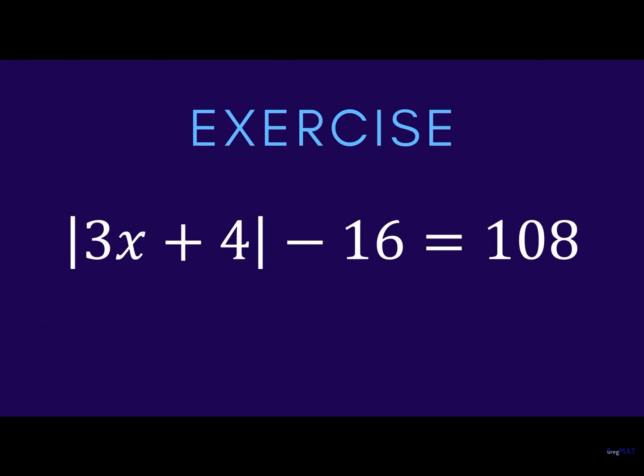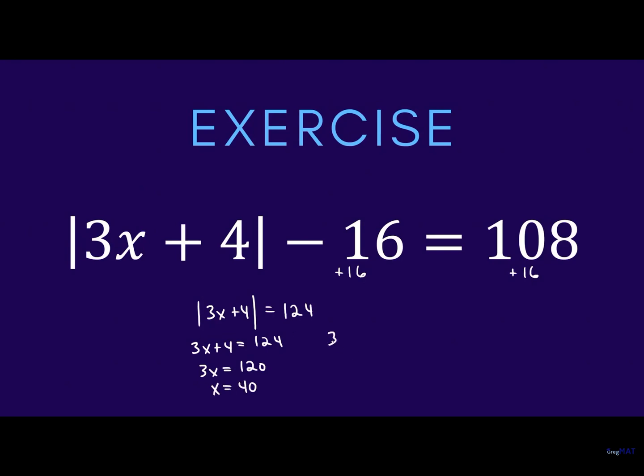All right, here we go. So we want the absolute value by itself. So we're going to add 16 to both sides. And then we get the absolute value of 3x plus 4 equals 124. And now we have our two equations. 3x plus 4 equals 124, which means 3x equals 120, which means x equals 40.